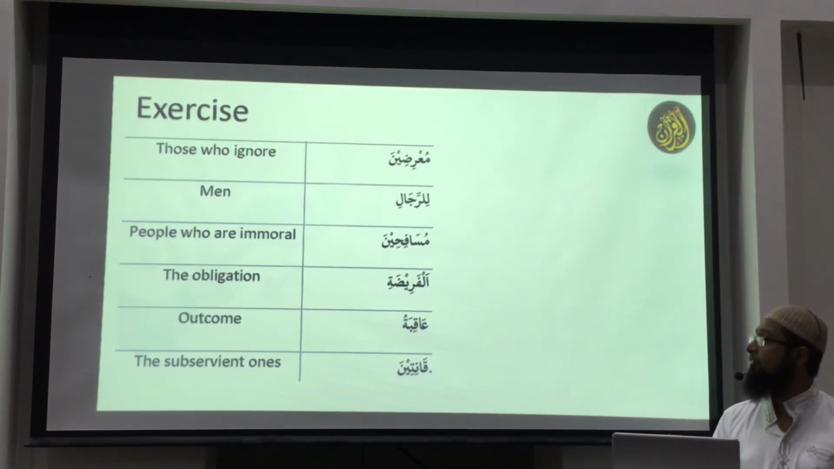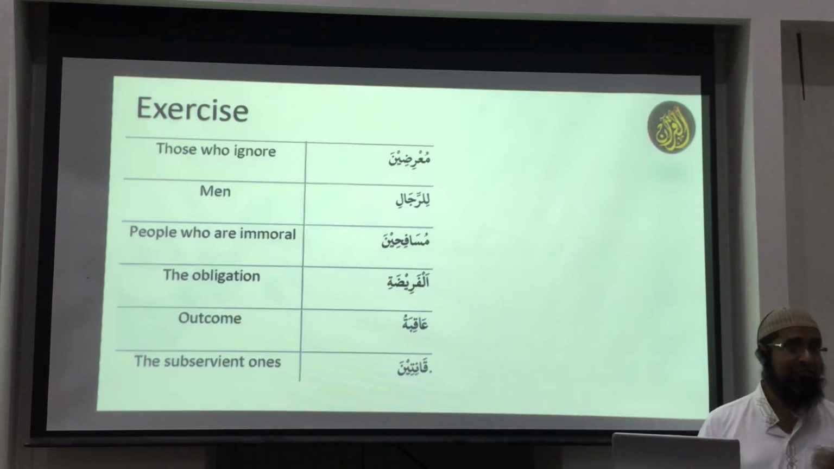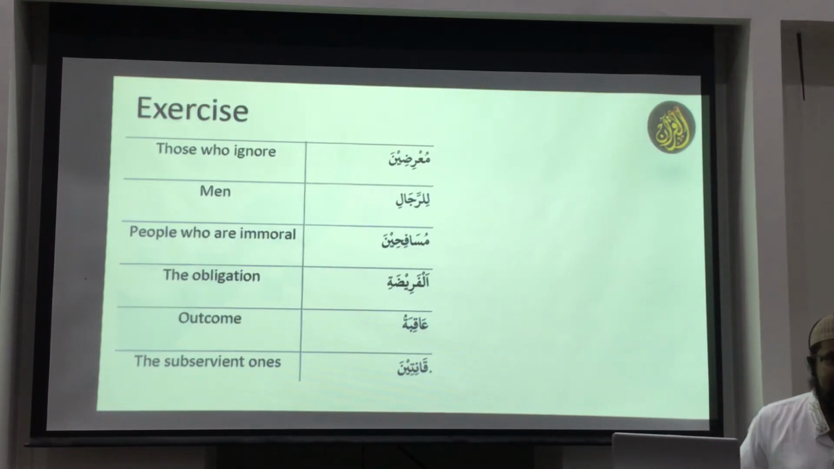Al-Faridati. You know the fard. We say we have to do the fard. Five times salah is fard. Al-Faridati. The word is al there. So is it heavy or light? It does not matter because it's al. Is it proper or common? It's proper. We just learned it's proper. Okay, al-faridati. Rafa, nasab, jar.